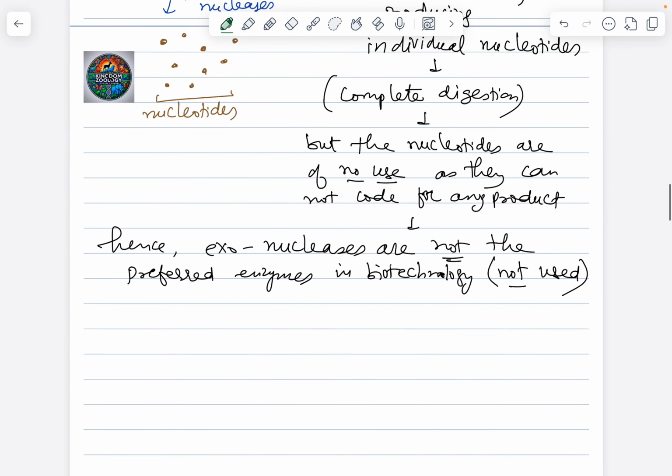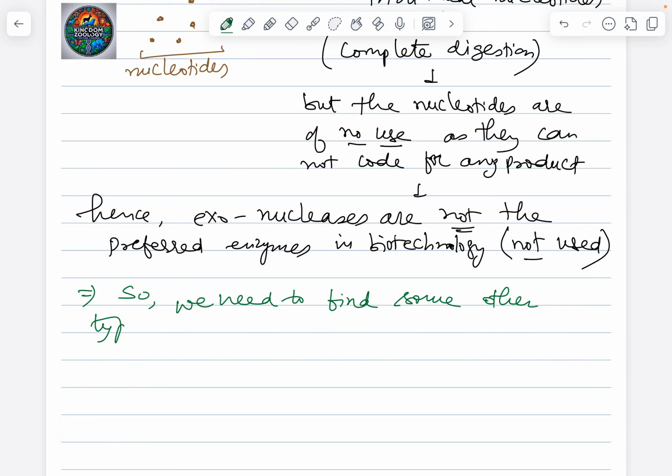So we need to find some other types of enzymes for this genome digestion step.